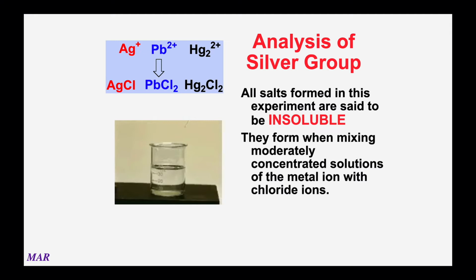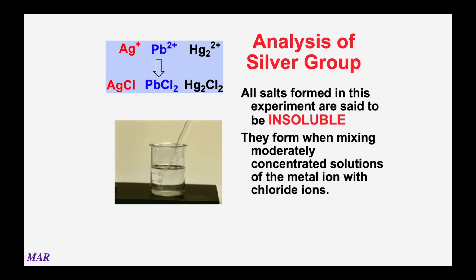Anyway, all of these ions, when added to a chloride source, are said to be insoluble. They make solid precipitates relatively readily. They happen pretty fast. It doesn't take too much of any of these things to make the solids, and this can be useful if you want to separate the silver group from other ions.